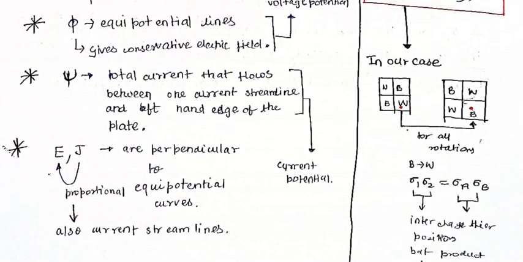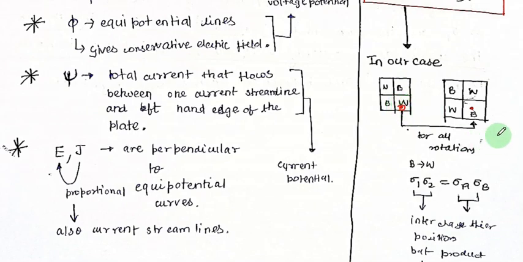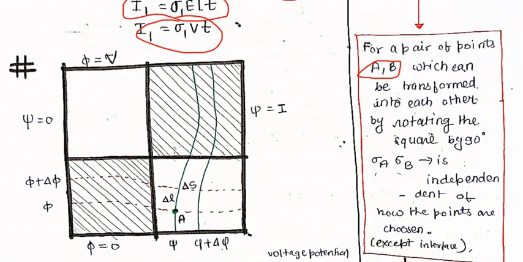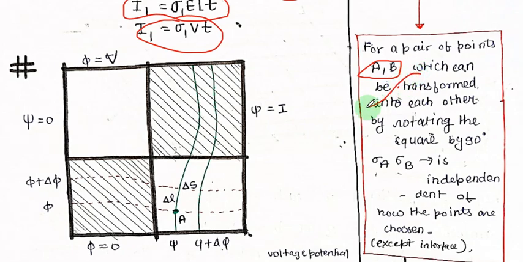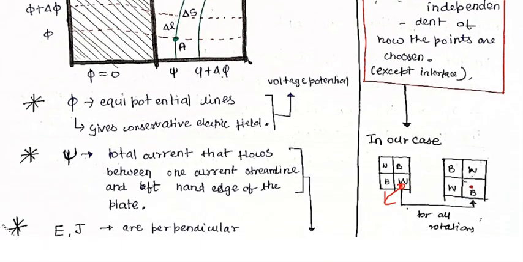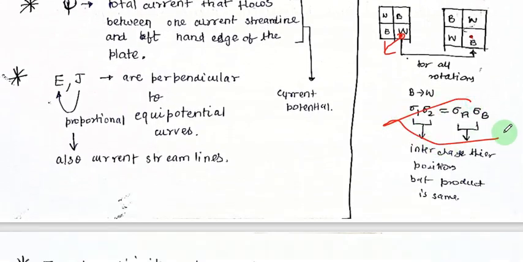Let us consider the case of a 2 cross 2 chessboard. Here we have white, here black, here black, and here white. Suppose I take a red point and fix it, and for all rotations this point lies here. If I write the product of conductivities at this point, it will never be sigma 1 squared or sigma 2 squared. It will always be sigma 1 into sigma 2. So this is the condition: while rotating the square, the color must change. For A and B, the two points we choose, they should transform into each other by rotating the square by 90 degrees, so that sigma A into sigma B is independent of how the points are chosen. So I can say that sigma A into sigma B is sigma 1 into sigma 2.